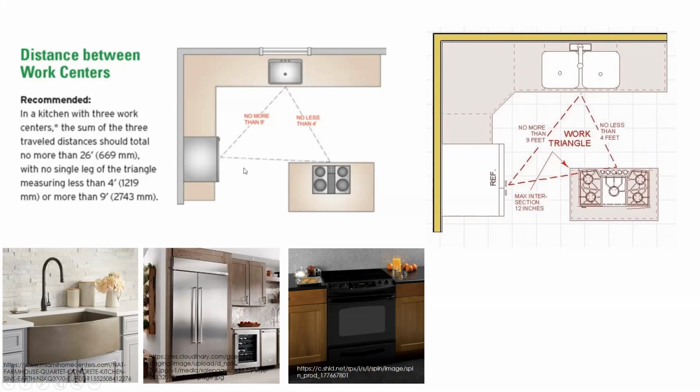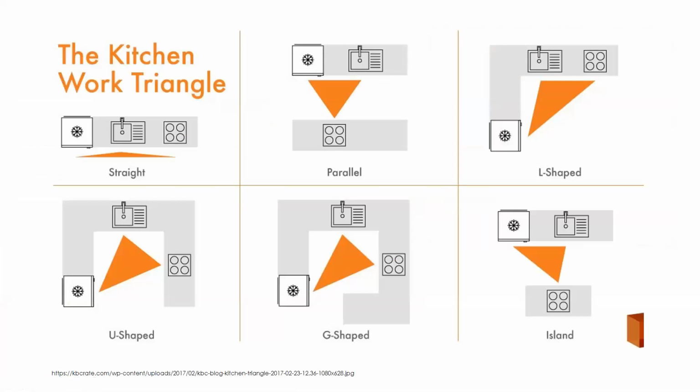And again, the three workstations in the kitchen are the sink, which is not only for cleaning but for food preparation, the refrigerator, and the cooking area. So the kitchen work triangle applies to all the layouts you saw previously. As you can see, in parallel, L shape, island, G shape, U shape, they always will have this configuration. We always have this division between these areas, between the refrigerator and stove.